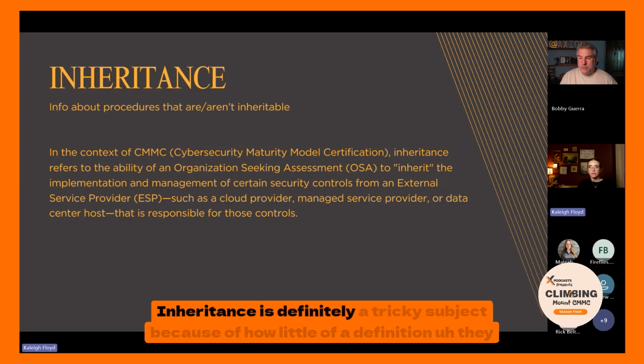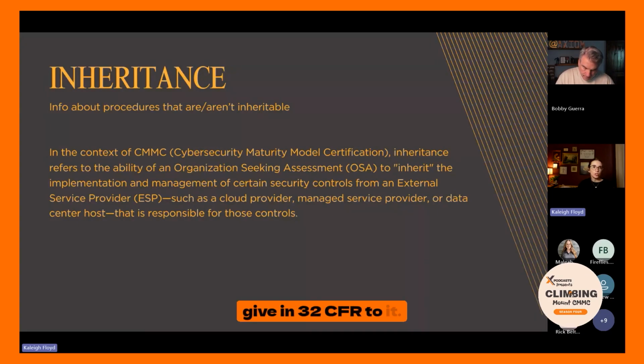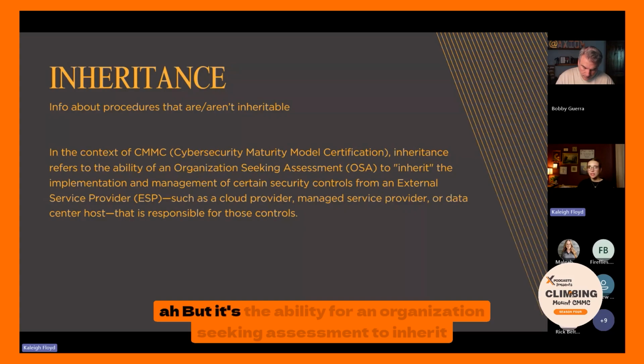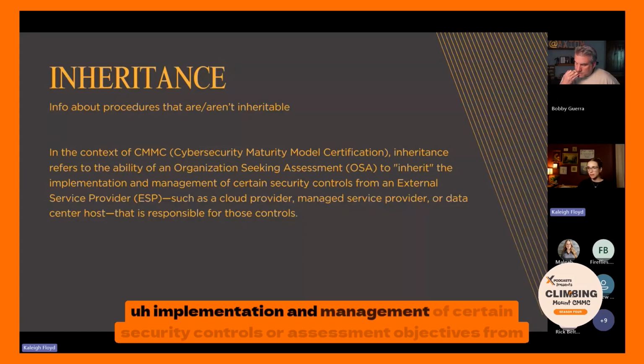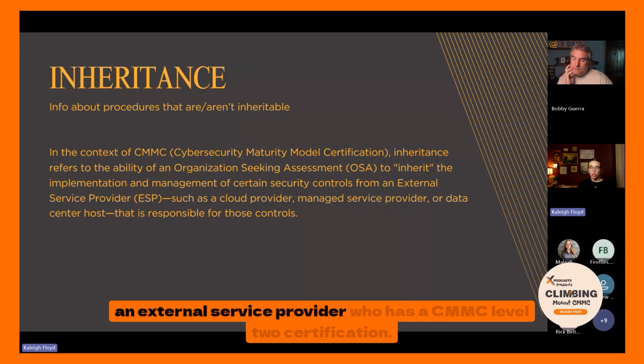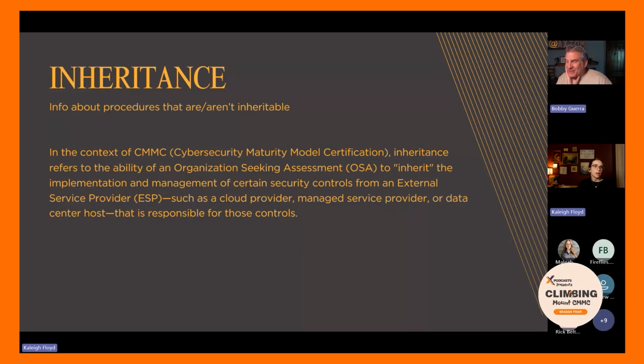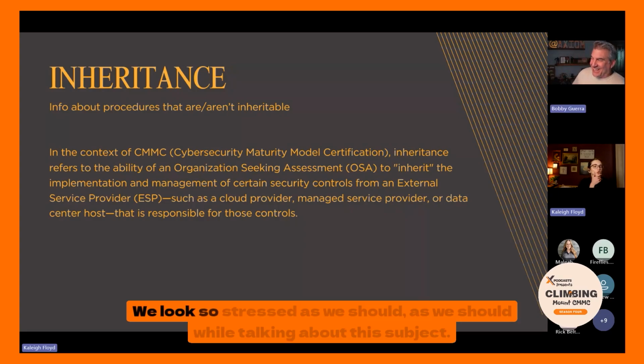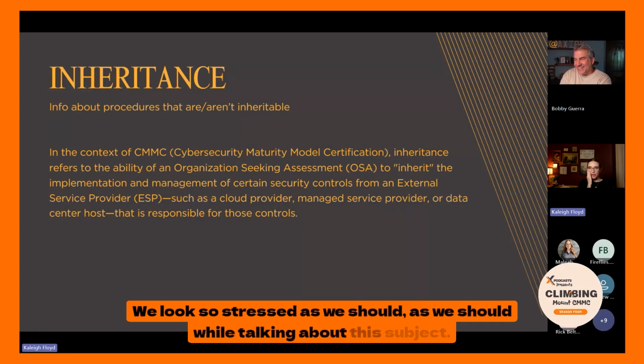Inheritance is definitely a tricky subject because of how little of a definition they give in 32 CFR to it. But it's the ability for an organization seeking assessment to inherit implementation and management of certain security controls or assessment objectives from an external service provider who has a CMMC level 2 certification. Look at our faces on that. We look so stressed, as we should while talking about this subject.